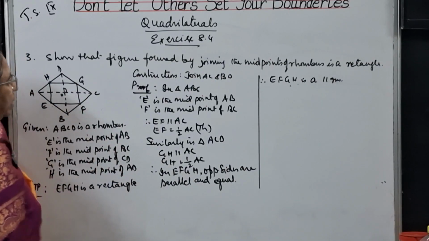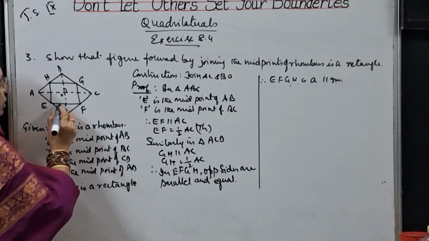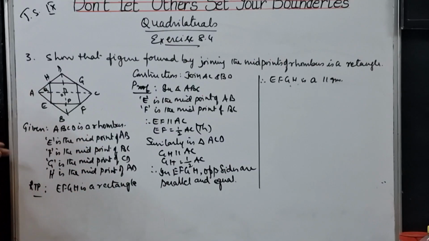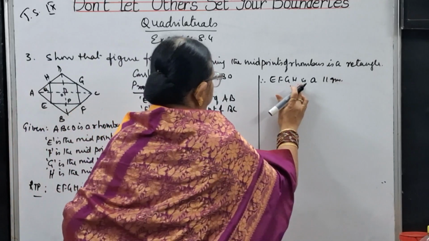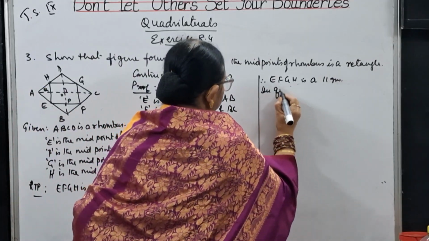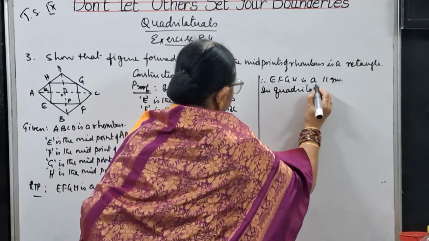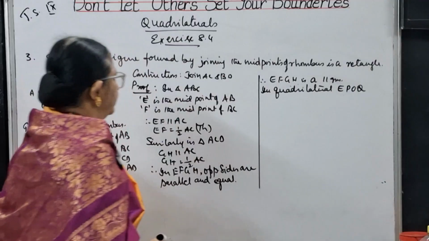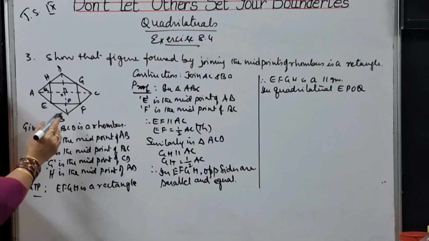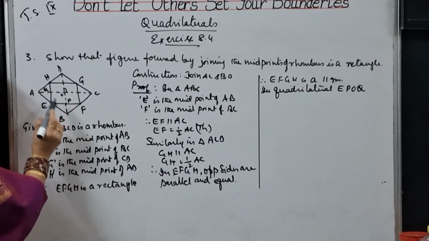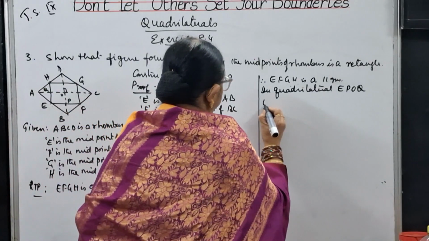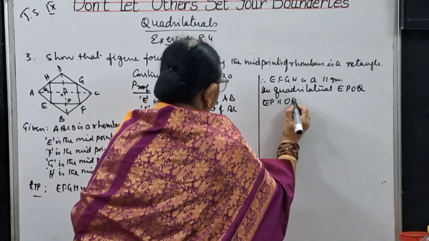Now we need to prove one of the angles is 90 degrees. So let me take this point as P and this point as Q. I am getting a quadrilateral EPOQ. Could you see, children? In this quadrilateral, see, EP is parallel to OQ.